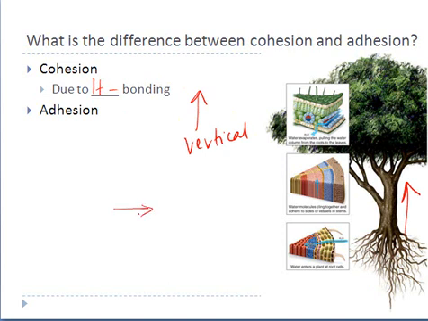Adhesion is because water sticks to other surfaces, so it can go in a lateral movement, from a horizontal way, it can pass water.